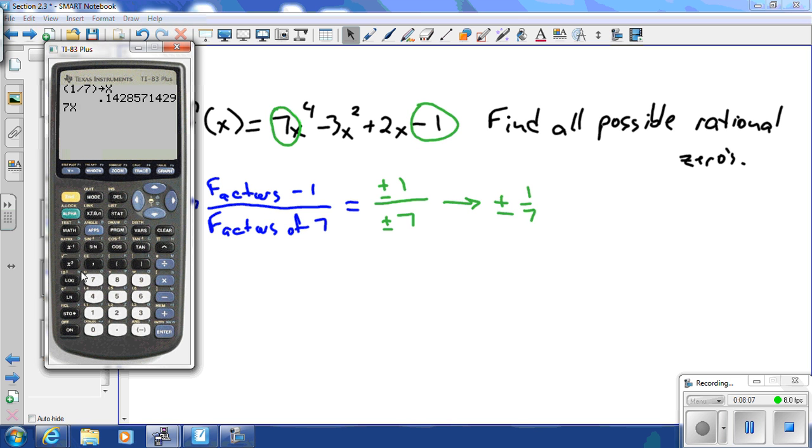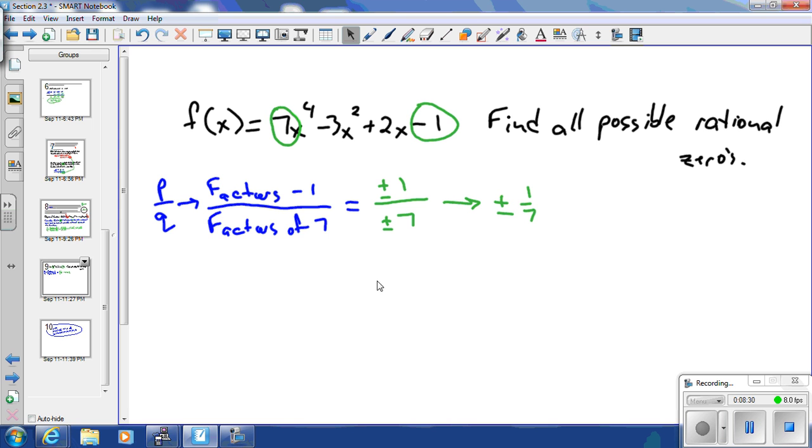So I'm just going to type in the function here. I have 7x to the 4th power minus 3x squared plus 2x minus 1. We hit enter. We do not get 0, so 1/7 is not a rational zero.